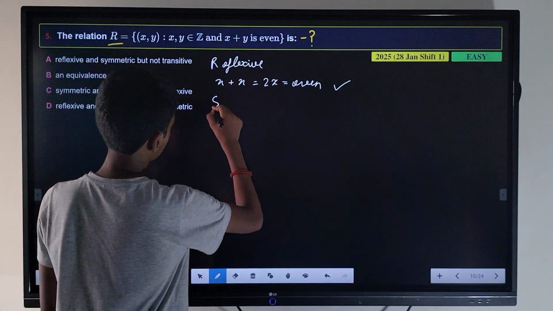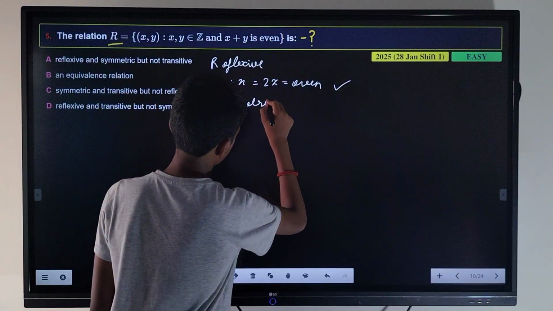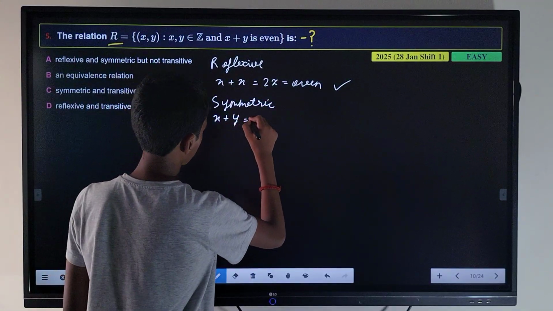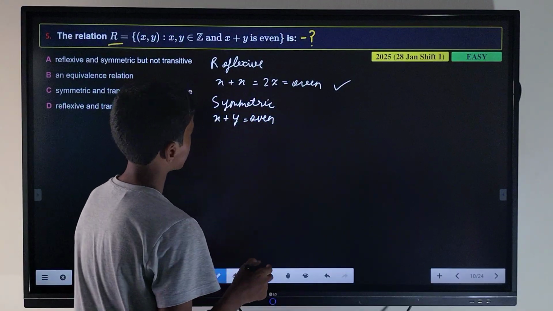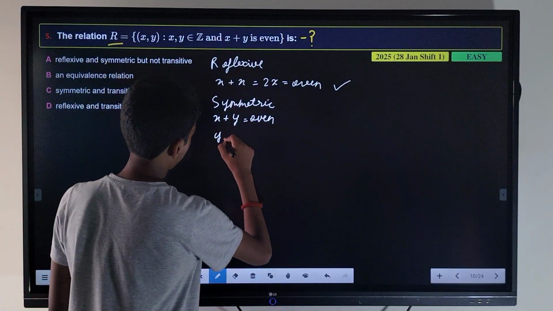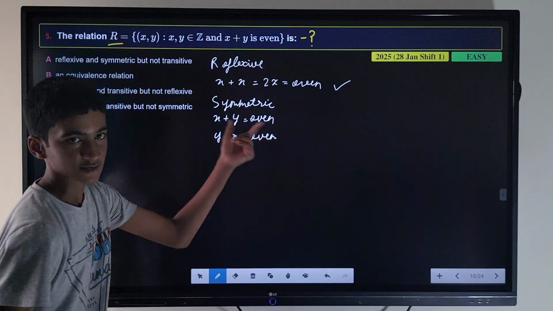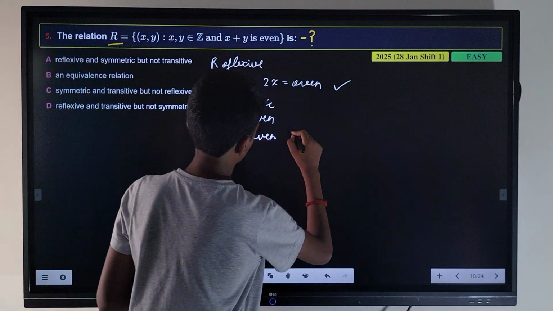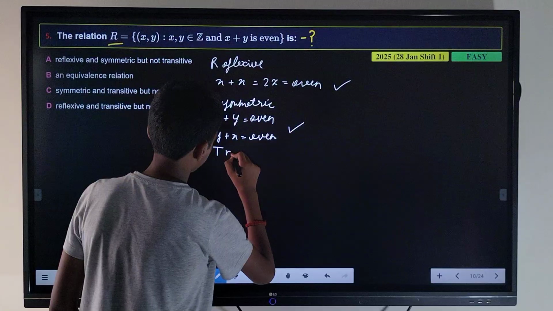Now we will check if our relation is symmetric. Now our x plus y is even, and now we need to check if y plus x is even. Now if x plus y is even, then y plus x is obviously even. So our symmetric is also true. Now for the transitive.